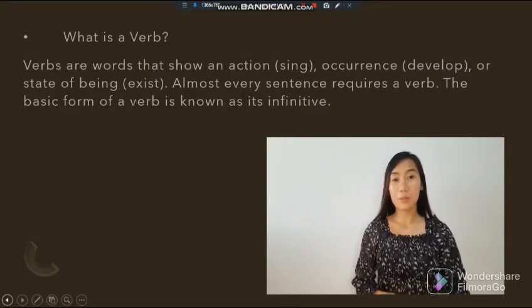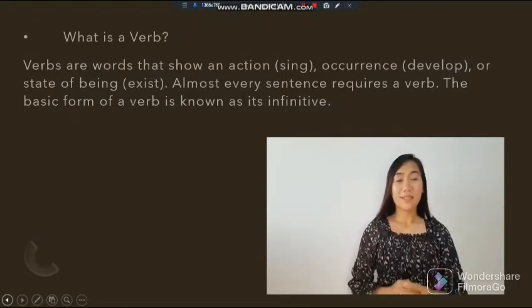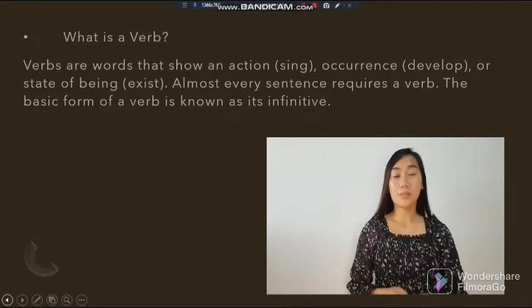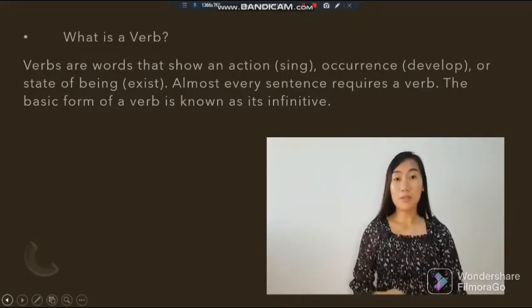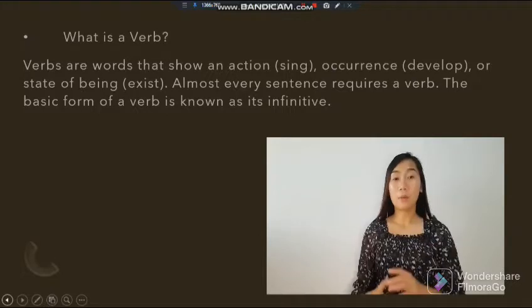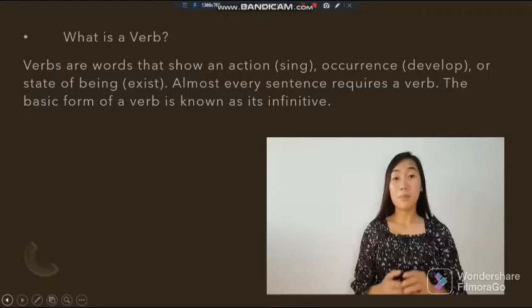And what is a verb? Verbs are words that show an action, occurrence, or state of being. Almost every sentence requires a verb. The verb is known by its infinitive. Given the example, the dog barks, the verb in the sentence is barks.